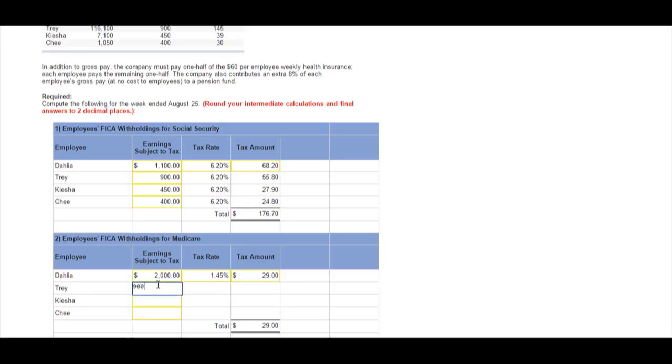Again, as you plug in the numbers, Connect does the calculations for you. One of the nice things about Connect.